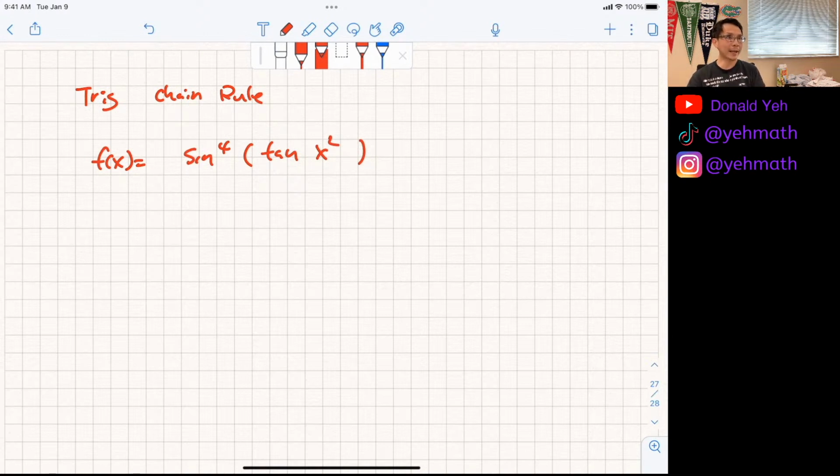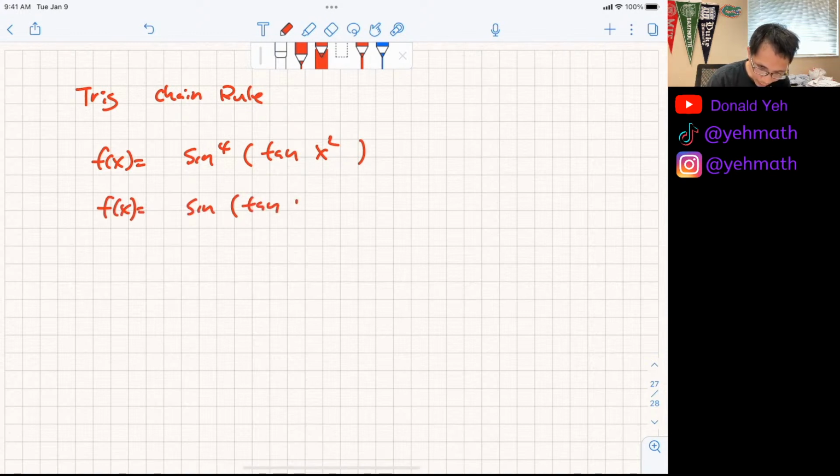So for me, I usually write out the proper way to write this. Instead of writing the 4 over there, I'm going to rewrite this as sine of tan of x squared, all to the fourth. Okay, I'll write it out like that.